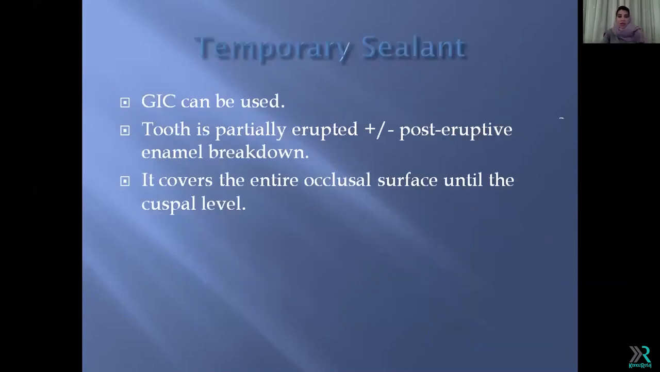In case moisture control cannot be properly achieved, or the tooth is partially erupted with minimal post-eruptive enamel breakdown, glass ionomer cement can be used. And it should cover the entire occlusal surface, up to the cuspal level.